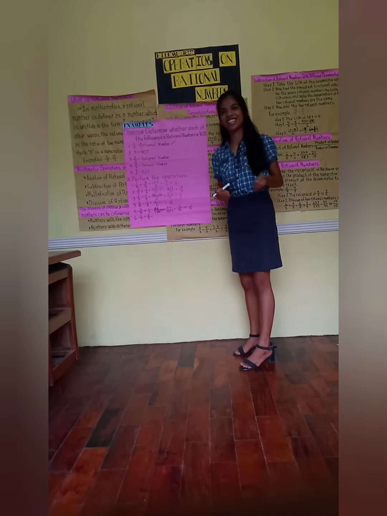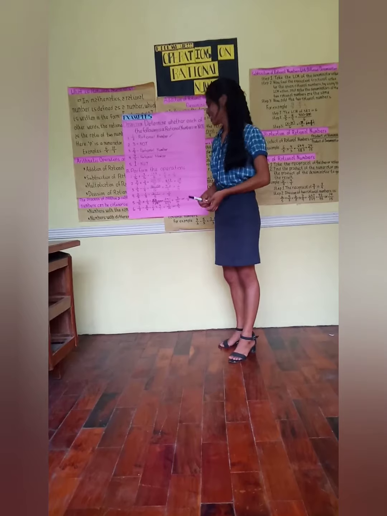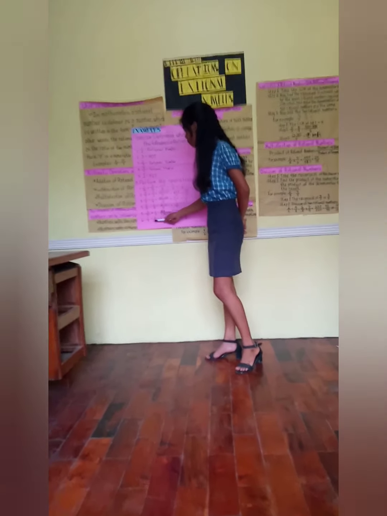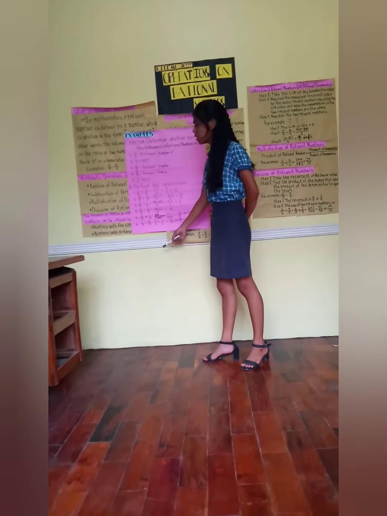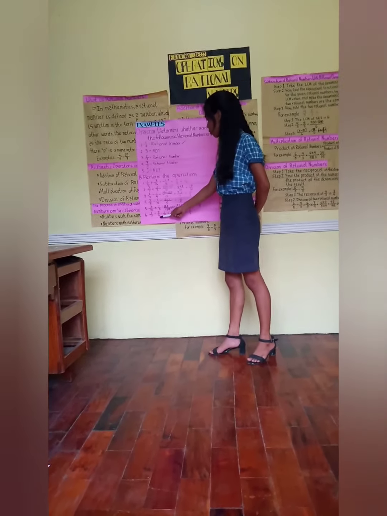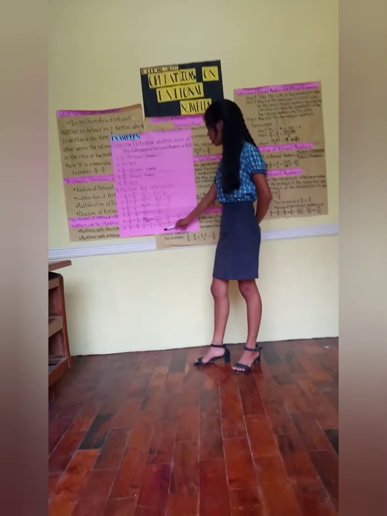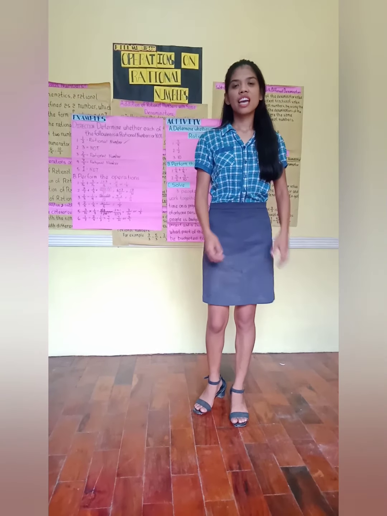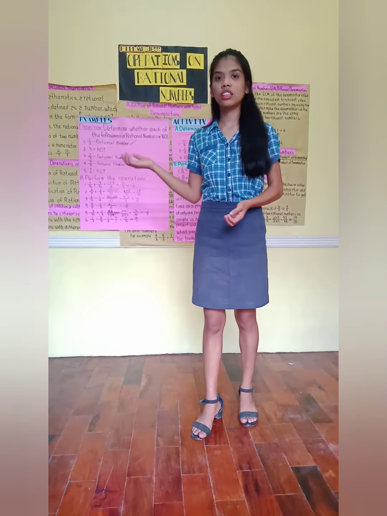Number 6, who wants to try? Miss Lugella. Very good, Miss Lugella. Your answer is correct. 1/7 divided by 2/4 is equal to 1/7 times the reciprocal of 2/4, which is 4/2, is equal to 4/14 or 2/7. So class, any questions or clarifications regarding our discussion?